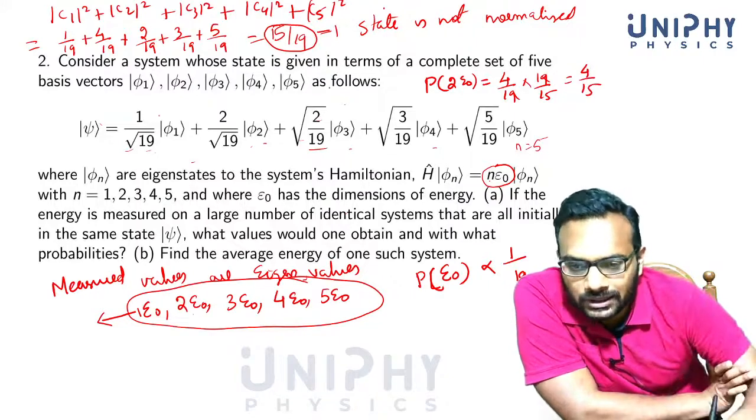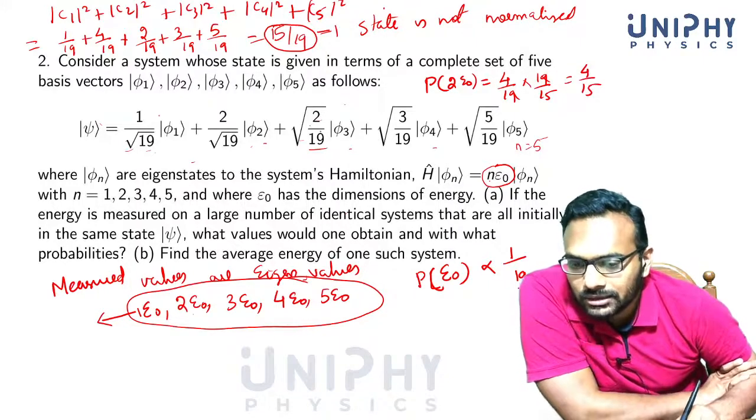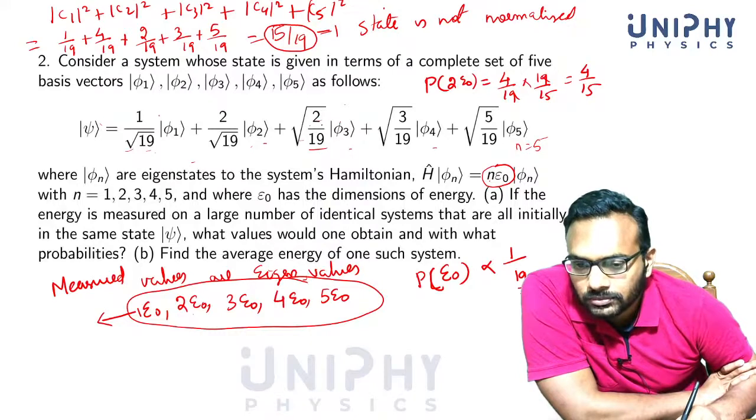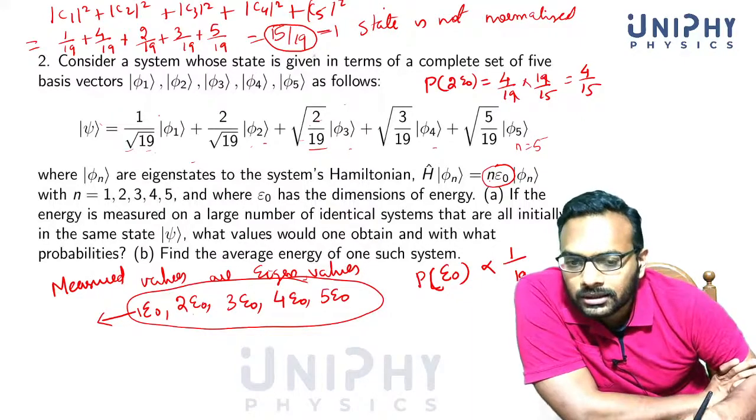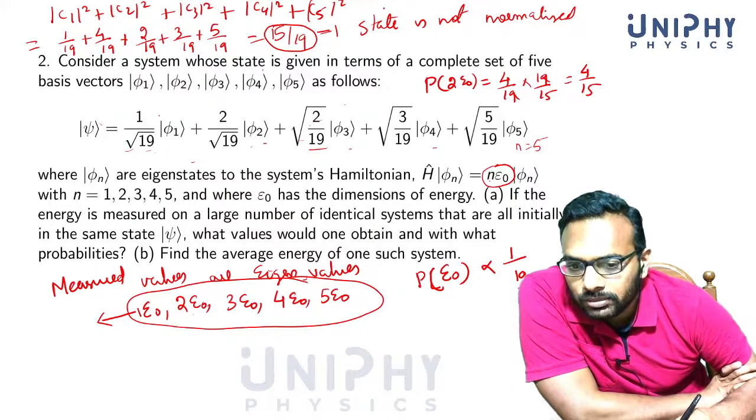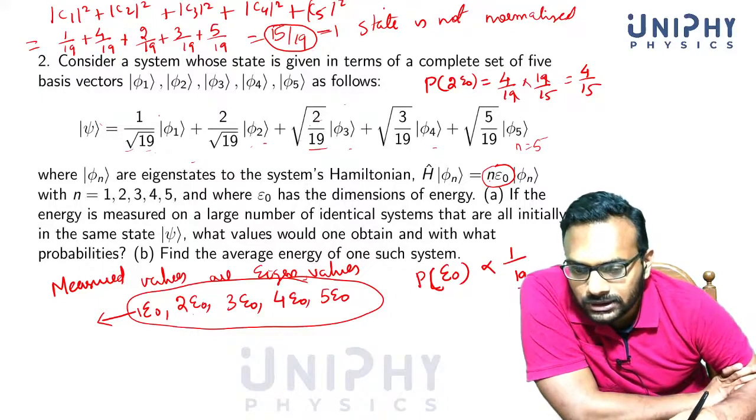These are the probabilities. Similarly, you can calculate for all of these. So what's the probability of measuring 3 epsilon 0? I think we should write it down. All right, no problem. So that would be 4 by this. For this, it's 4 by 15.